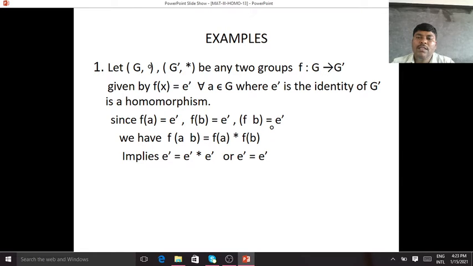Examples: let (G, ∘) and (G', *) be any two groups. f from G to G' given by f(x) = e' for all x belongs to G, where e' is the identity of G', is a homomorphism. Solution: since f(a) = e' and f(b) = e', f(a ∘ b) = e'. We have f(ab) = f(a) * f(b). This implies e' = e' * e', or e' = e'.